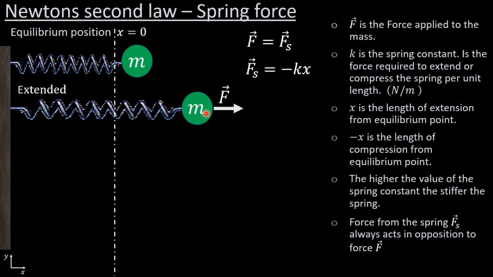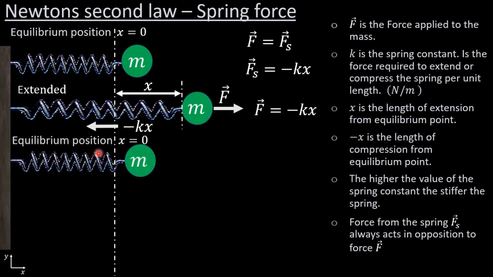So let's say we extended that spring using our force F. The force F is the force being applied to extend the spring by a length of x from the equilibrium position. The force from the spring is always going to act in opposition, so that's going to be minus kx, which acts in the opposite direction to the force of application. We would write F equals minus kx. The force from the spring is minus kx, and this is the force of application, and they are both equal in size, but opposite.